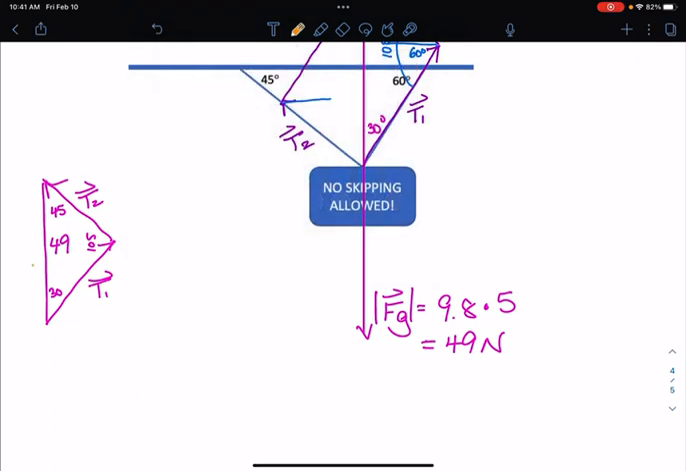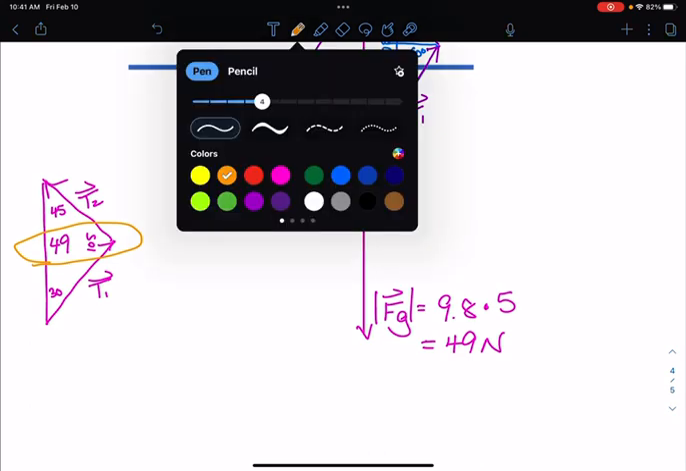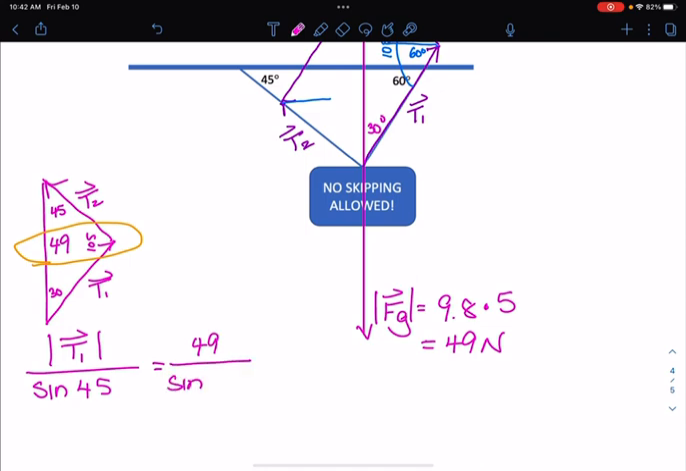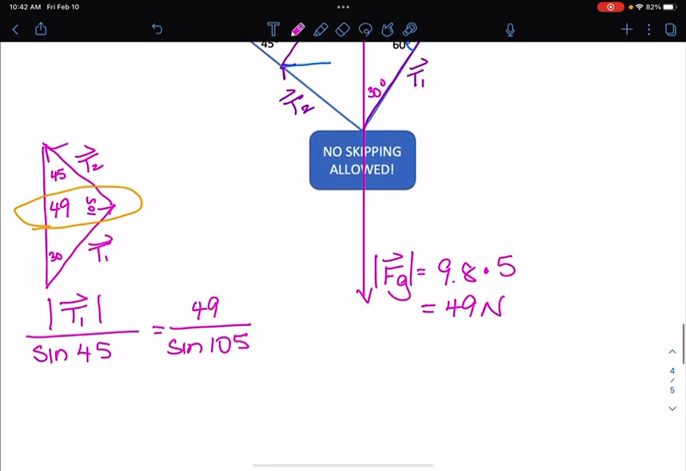And so I can see I have these two that are opposite each other, so I'm going to use the sine law to solve for the magnitude of tension on each of them. So I'll just start one of them. The magnitude of T1 over the sine of 45 is going to be equal to 49 over the sine of 105. And then I'll solve for T1. I think you can do the rest.